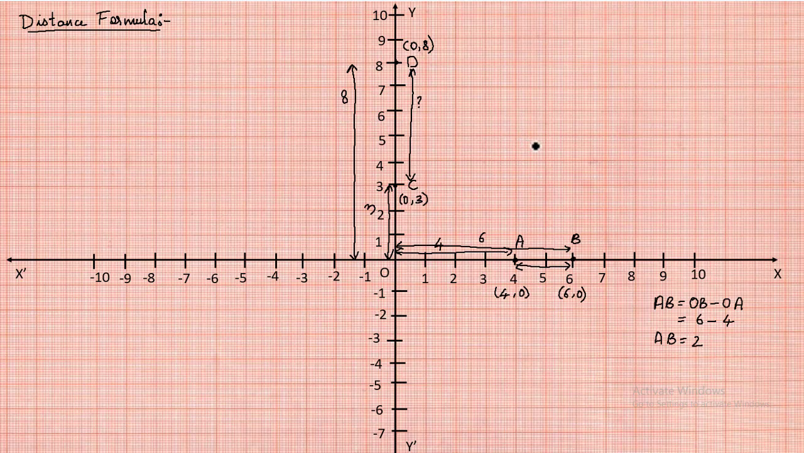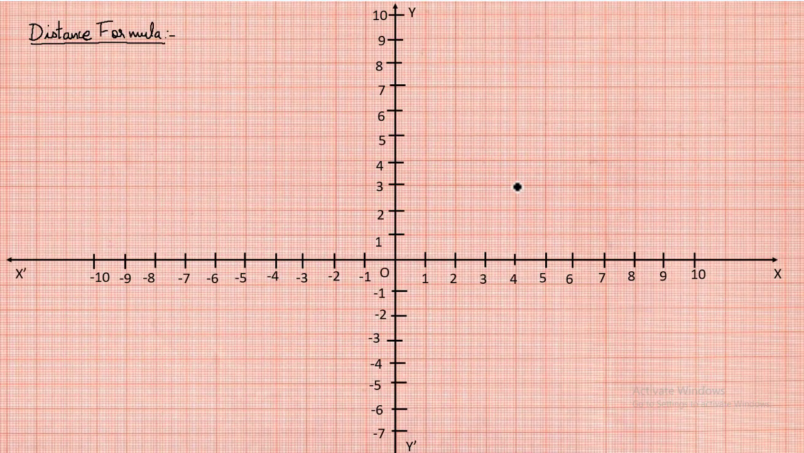To find out the value of CD, we can take OD minus OC. Since OD is the larger distance, we are taking OD first. So OD minus OC: the OD value is 8 units, minus OC, which is 3. So the distance CD will be 8 minus 3, which is 5. So this is how we find the distance between 2 points on the x-axis and y-axis. You have to know this before going to the distance formula.